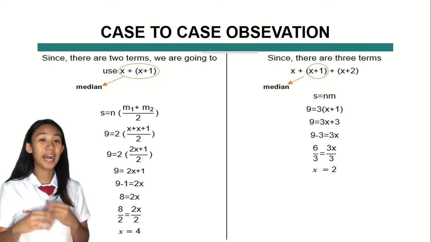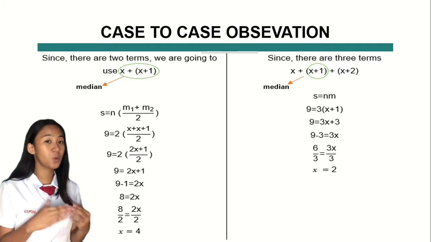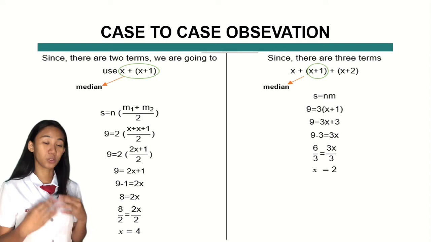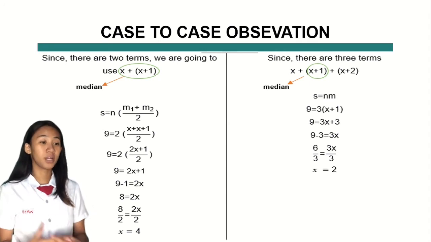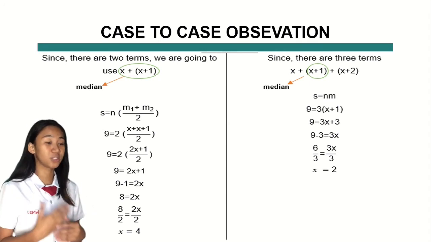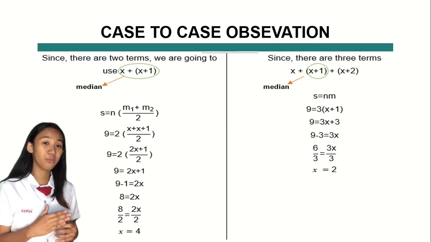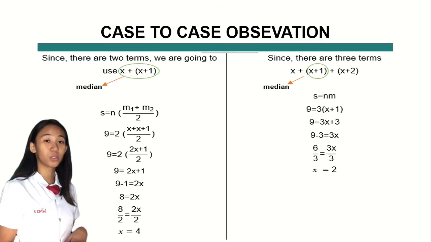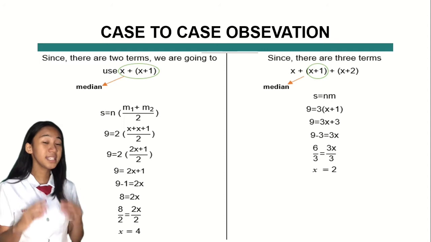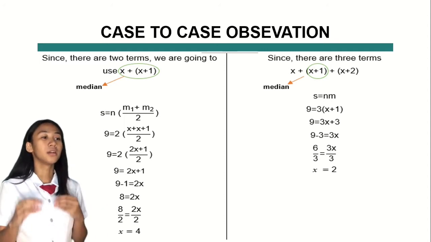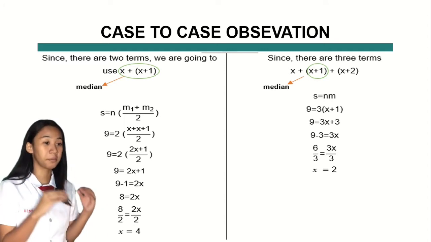So we are going to find the additive inverse of 1. 9 minus 1 is equal to 8. 8 is equal to 2x. We are going to divide both sides by 2 so that x will remain. Then we will have x is equal to 4. It is a whole number. Note that it is a whole number.